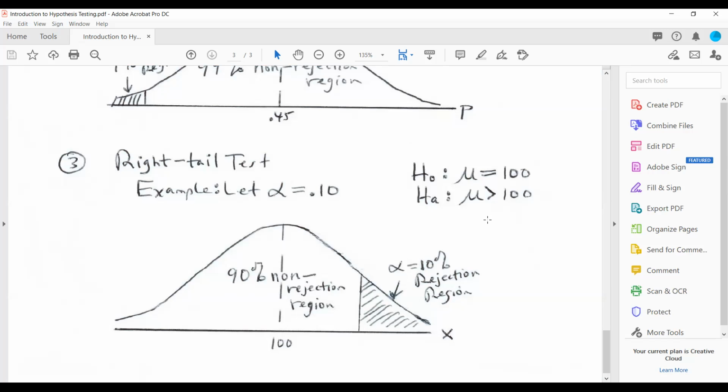Once again, if our sample mean is significantly bigger than 100, to the point where it's in this rejection region, we're going to reject the null hypothesis, and we're going to go with the alternative hypothesis. If it's in this white region, where it's not as far away from 100, we're going to say there's not enough evidence to reject the null hypothesis because the sample mean is close enough to the population mean that it could be just normal variability.